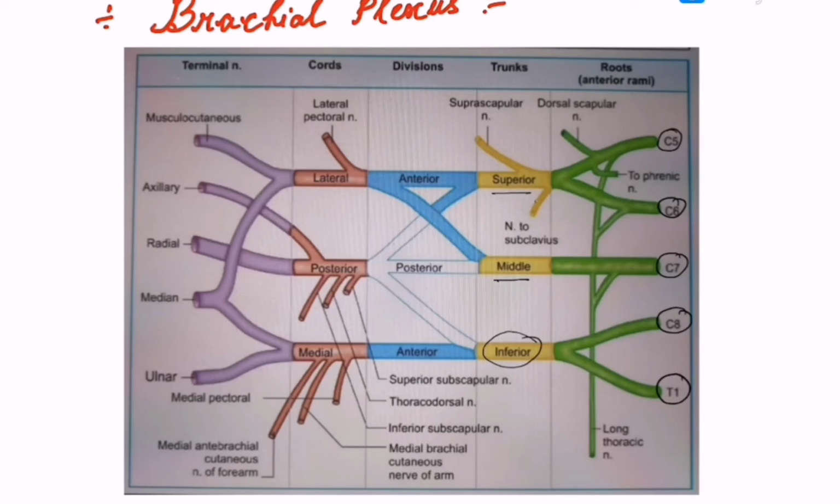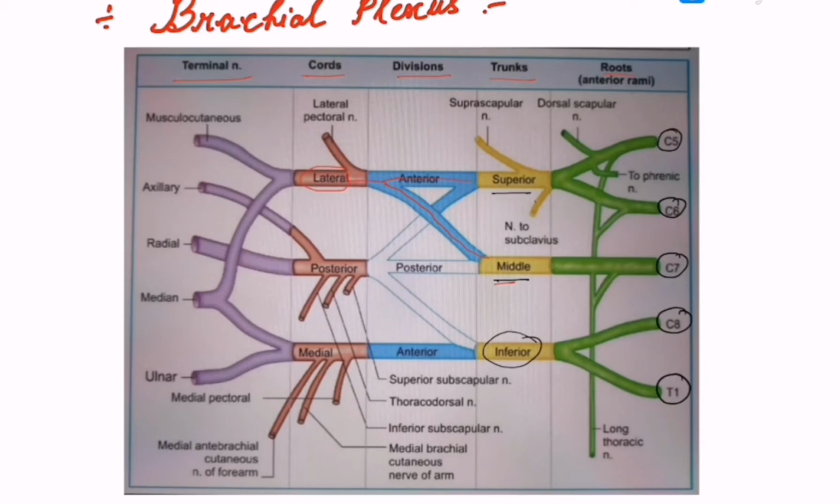Now let's study the gross brachial plexus part first, then we will go deeper. First come the roots, then trunks, then divisions, then cords, then terminal nerves. Now, as we started, C5, C6 form the superior trunk, and its anterior division along with the anterior division of the middle trunk comes and forms the lateral cord.